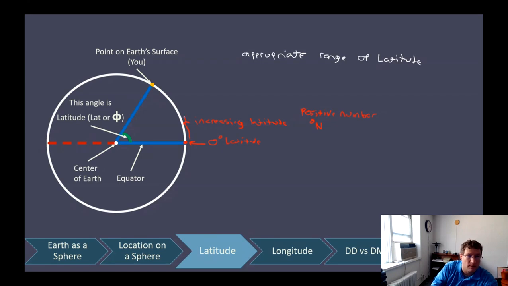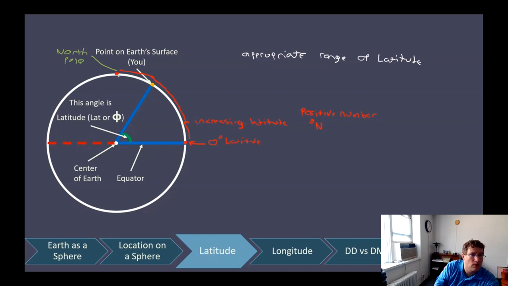If you see a positive number, you can assume that we're going north along the equator. Now we keep going and keep going, all the way until we hit the North Pole. I'll switch colors for a second here. We hit the North Pole, the farthest north you can go before you start decreasing in latitude again.